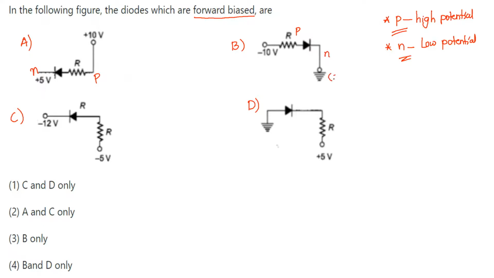Here grounding means 0 voltage. Ground represents 0 voltage. This is the P region, and this is the N region. I hope you will solve this problem. Please try to solve this problem. Let us move on to the next problem.